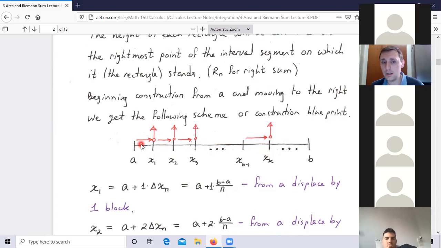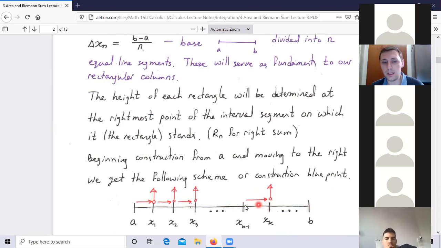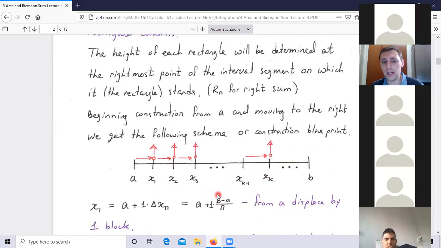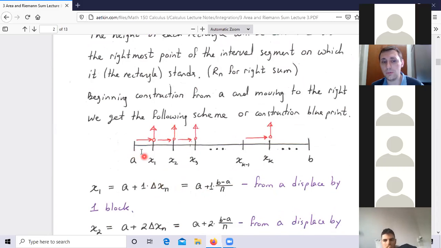Clear? So I divided the interval from a to b into n segments, and then the width is going to be what? What's the width of one such segment? It's going to be b minus a divided by n. Clear? b minus a divided by n.